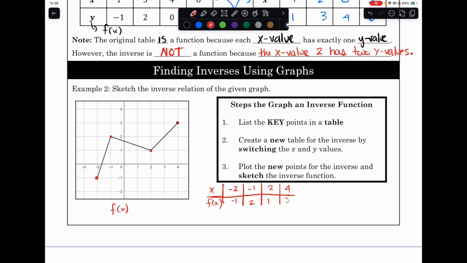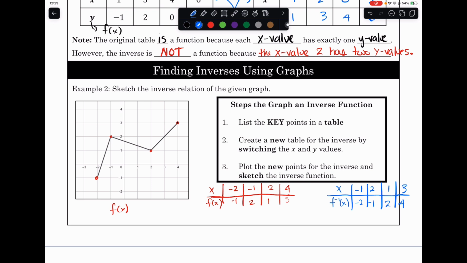So listing those points, I want to create a new table by understanding the simple concept that the inverse simply switches the x and y values. So the x values and the y values of the inverse, which we're going to denote as f inverse using this notation here, the x values are going to be -1, 2, 1, and 3. And my y values are going to be -2, -1, 2, and 4.